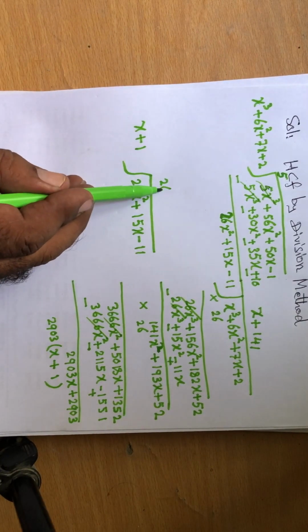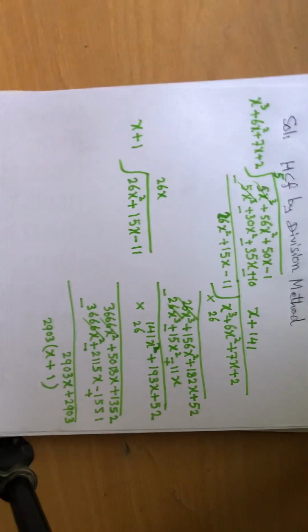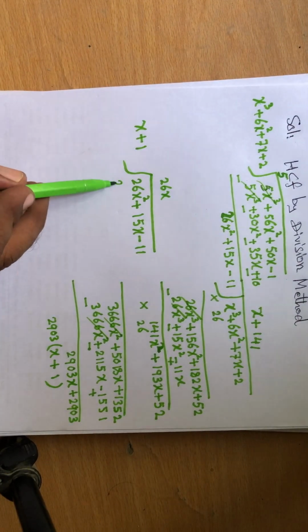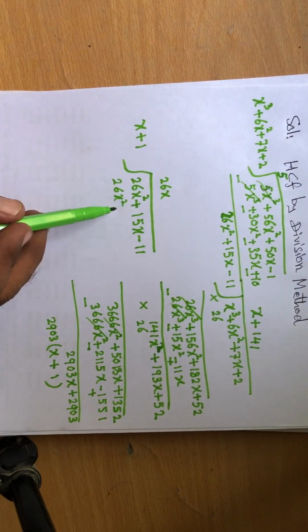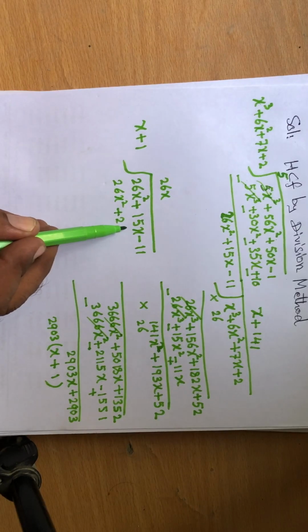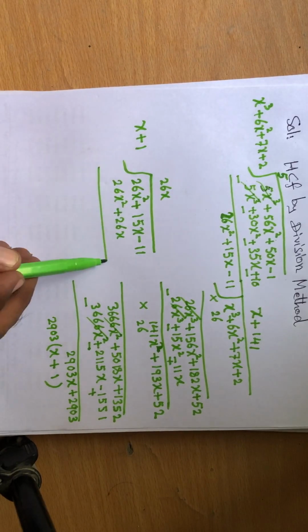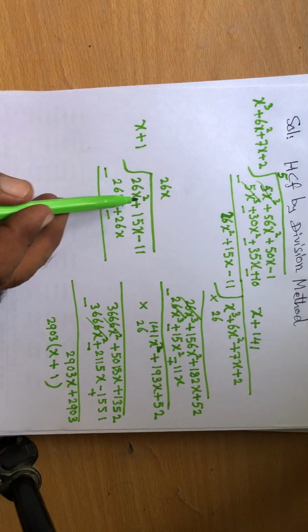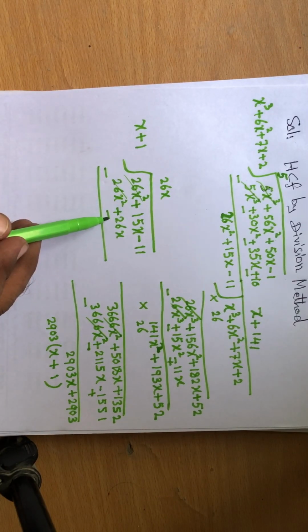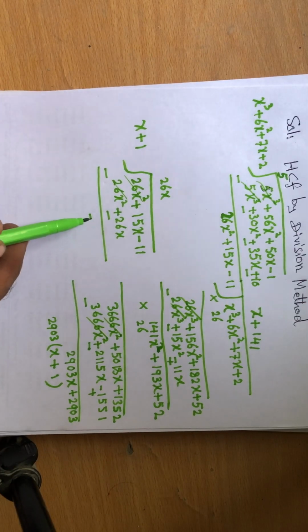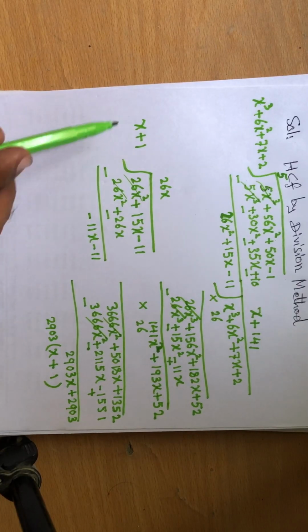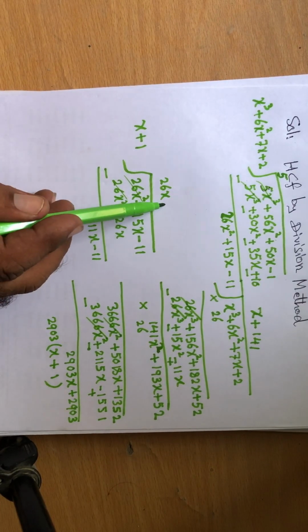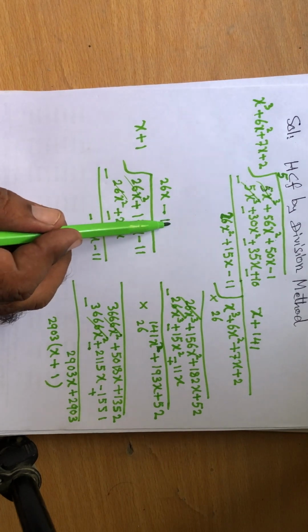Now x can catch 26x square 26x times. Multiplying 26x by x comes 26x square, and 26x multiplied by 1 comes plus 26x. After that we change the signs. The first terms have the same coefficient and base, with opposite sign, so they cancel. Plus 15x minus 26x comes minus 11x, and that we bring down. Now x can catch minus 11x minus 11 times.